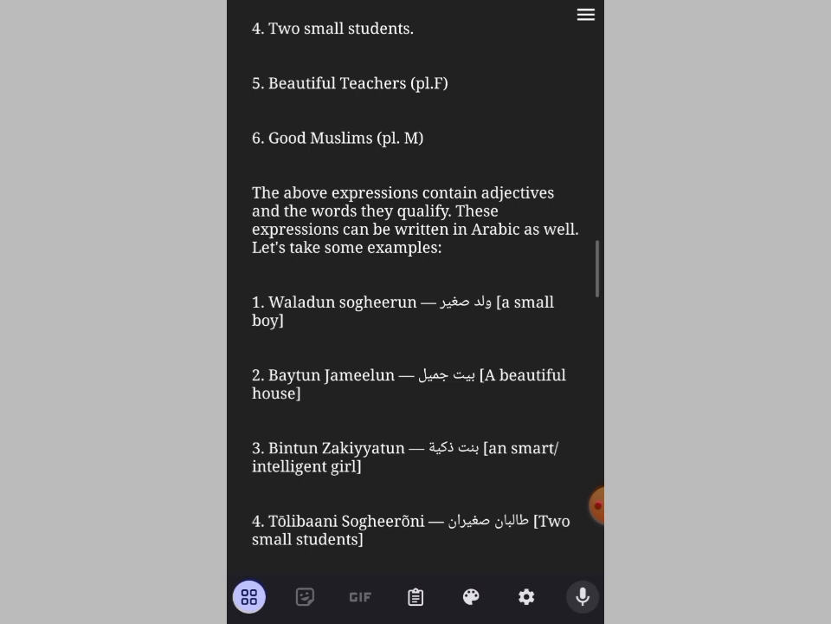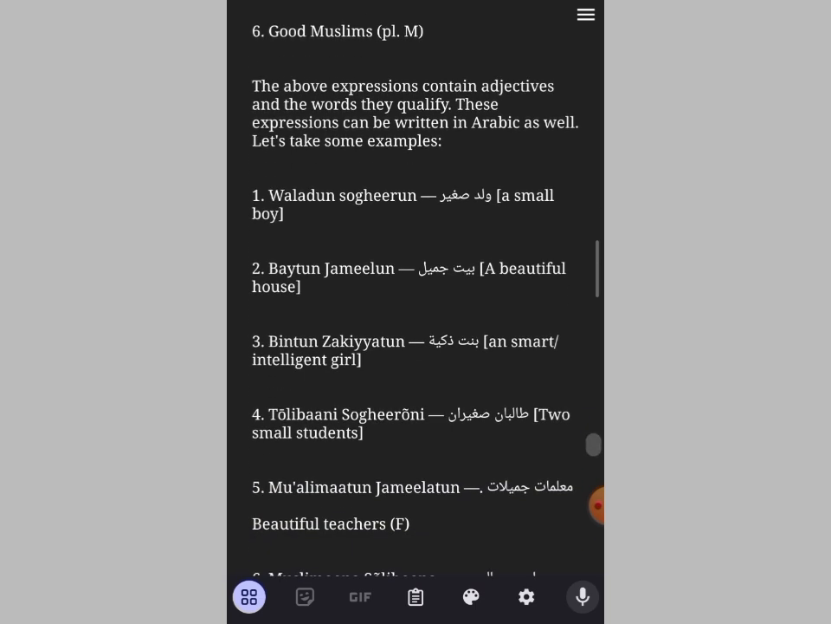Let's look at another example. A beautiful house. Baytun jamil. Look at the trend. So the noun is baytun and the adjective comes after it, jamil. Waladun, noun, and the adjective comes after it, and that is saghir. Now we could look at an intelligent or smart girl. So we say bintun dhakiyah. Bintun is the noun and dhakiyah is the adjective. So an intelligent or smart girl.